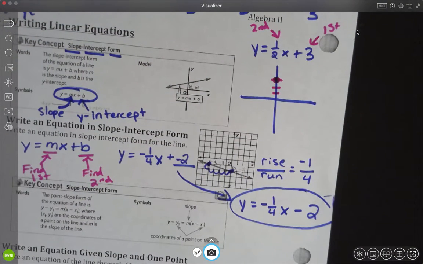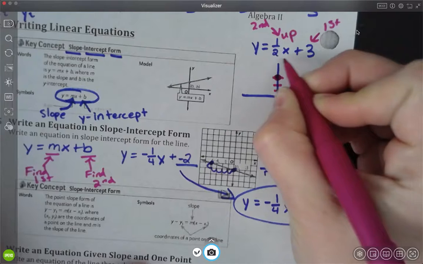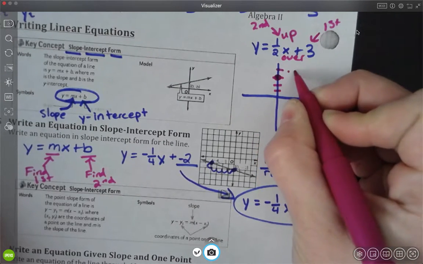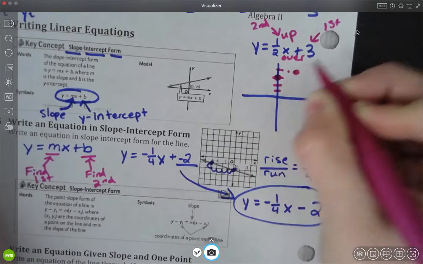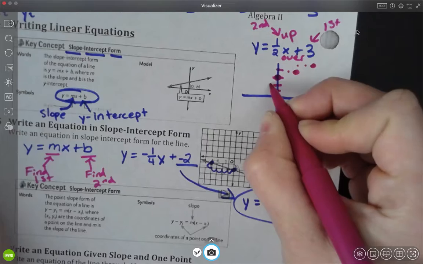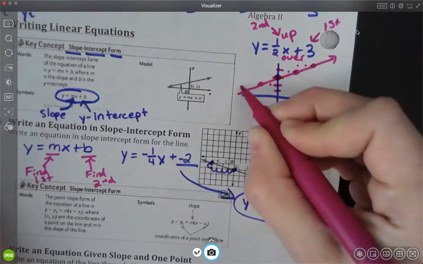And then the slope tells me where I put my next point. From there, this guy means up 1 and over 2. Up 1, over 2. I put a dot there. Or I could go down 1 to the left 2. Put a dot, and there's my line.